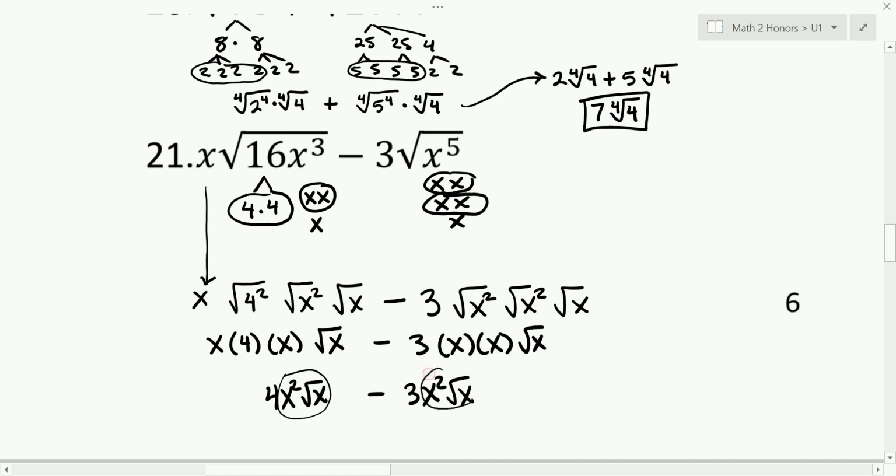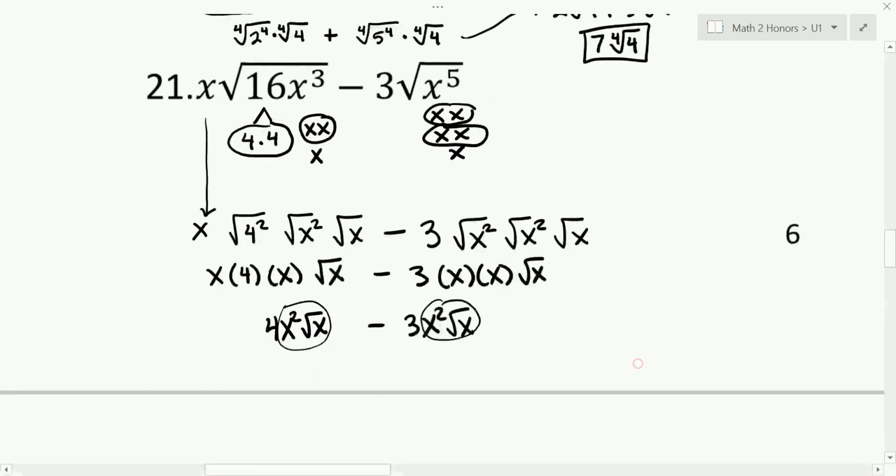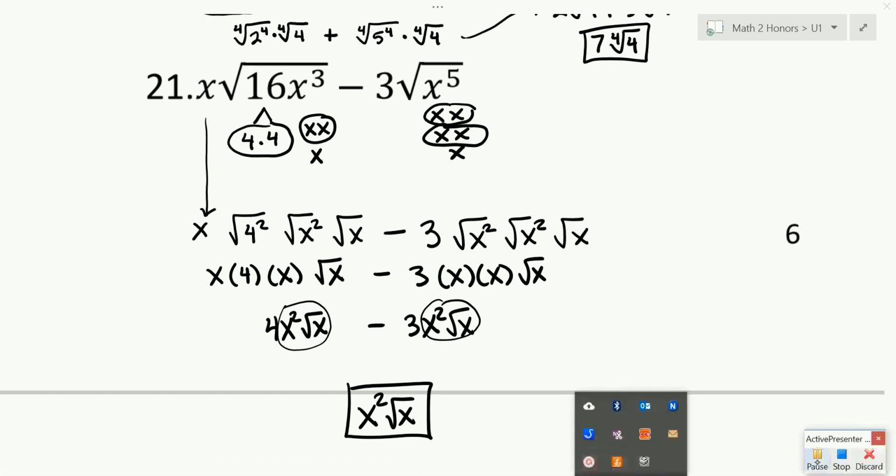I can only subtract them because these two things match. Not just the square root of x, but also the x squared matches. If this was an x and this was an x squared, I'd kind of be stuck still. Okay? So 4 minus 3 is 1. And so my answer is going to be x squared square root x.